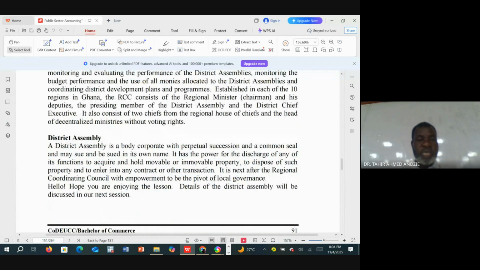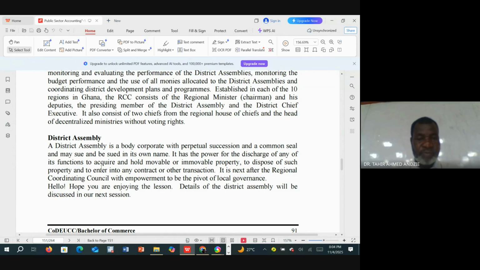So then we come to the district assembly, and this assembly here could be municipal, metropolitan. It can be metropolitan, municipal, and district. And you know the difference between them. What makes up the difference between the metropolitan, the municipal, and the district assemblies?